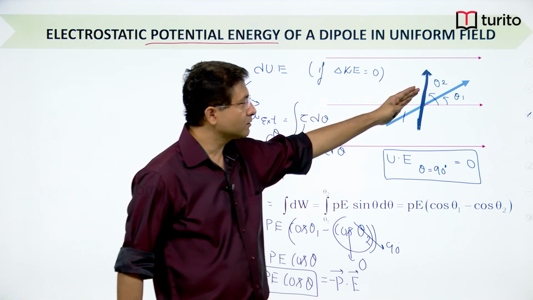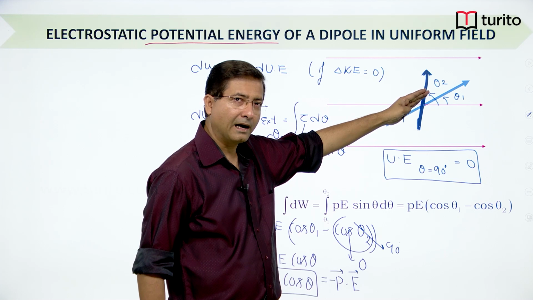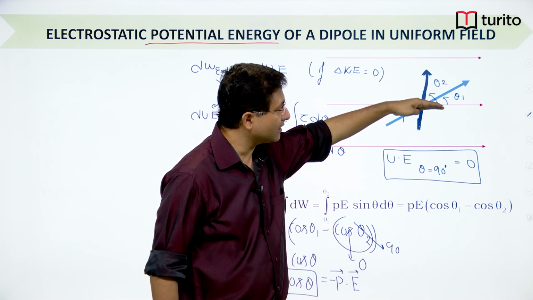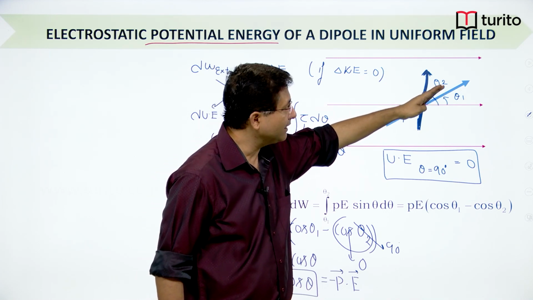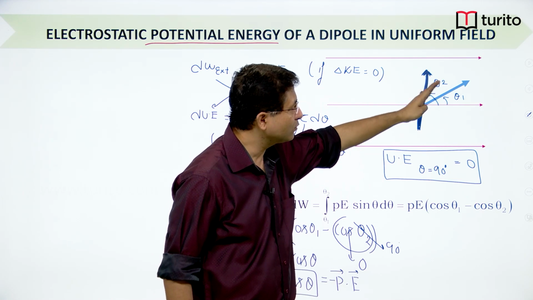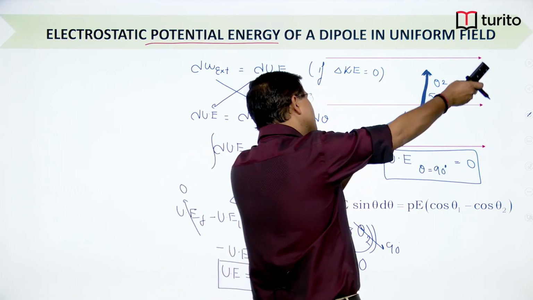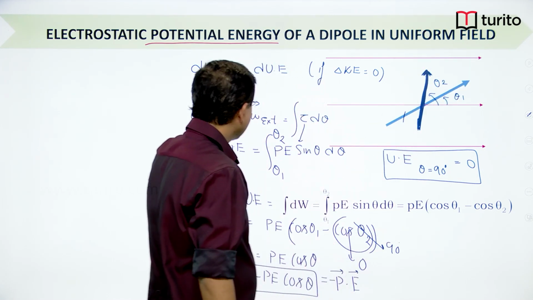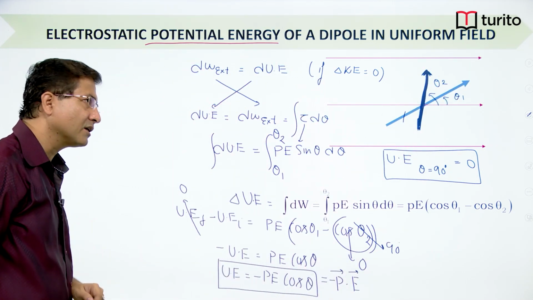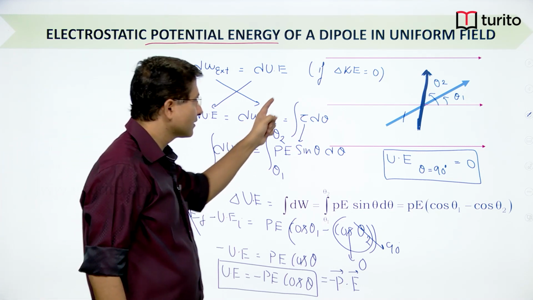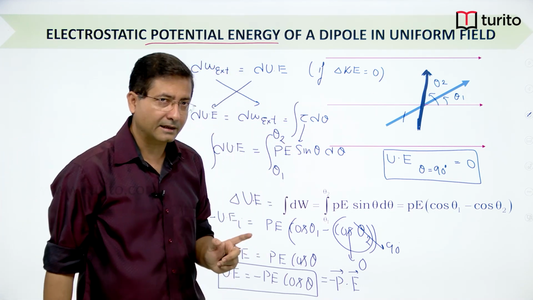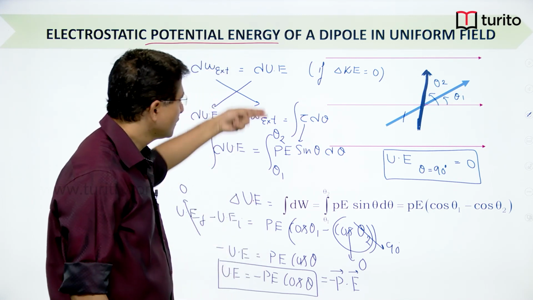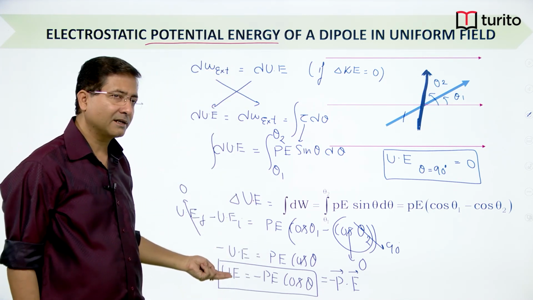So, field was producing torque in this direction, and to rotate against field I need to do work. So, to rotate against field I need to do work, whatever work I am doing that will go in the form of change in potential energy, provided there is no change in kinetic energy. So, this logic I use to reach to the potential energy expression.